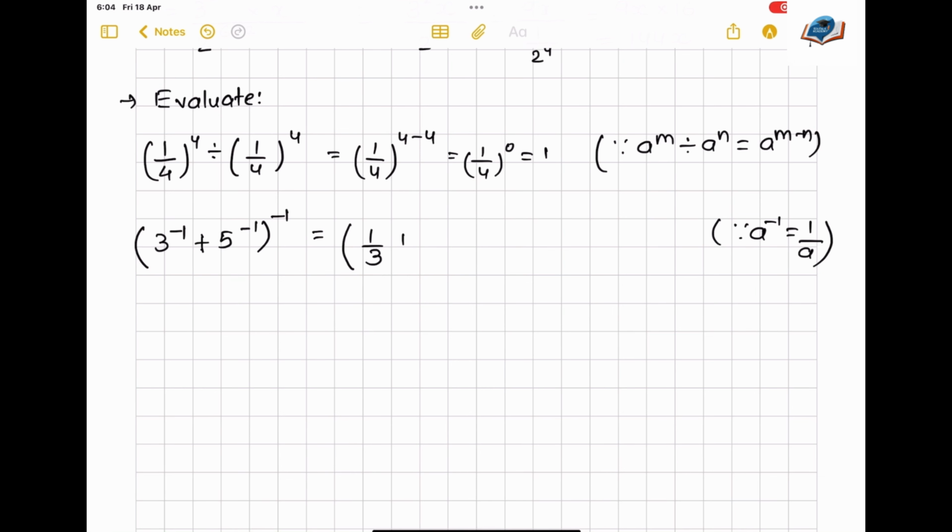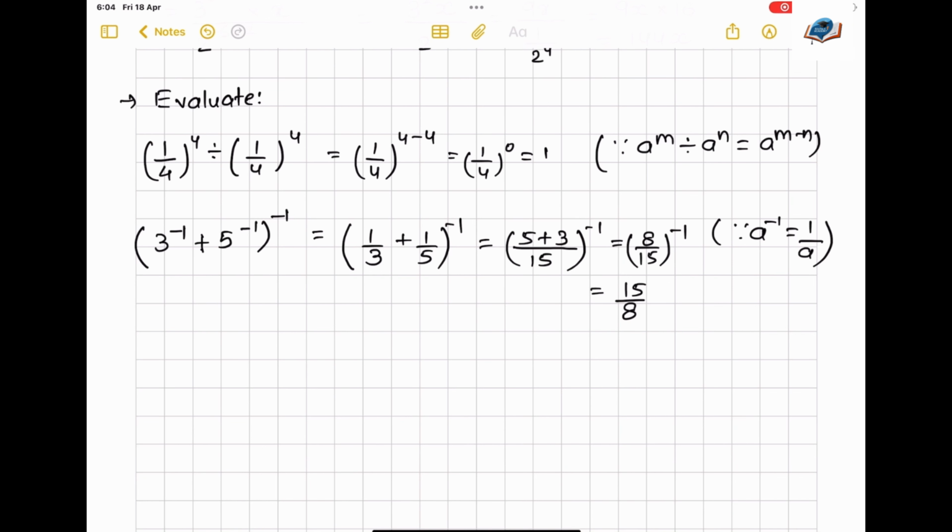So first I am solving it there only. So 5 3s are 15 will be LCM. So 5 plus 3 whole raised to minus 1. So that is coming as 8 upon 15 whole raised to minus 1. Now again I am using the same identity. So it will become 15 upon 8 raised to 1. So it will be 15 upon 8 only.